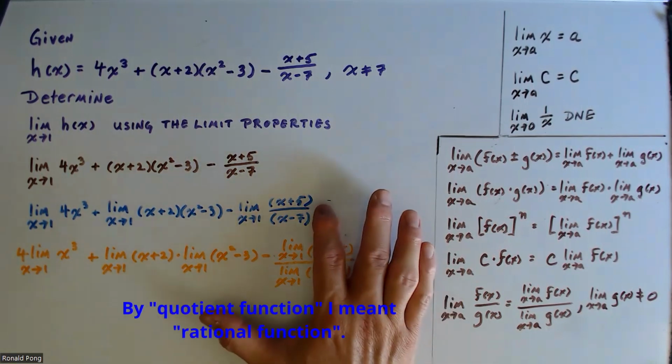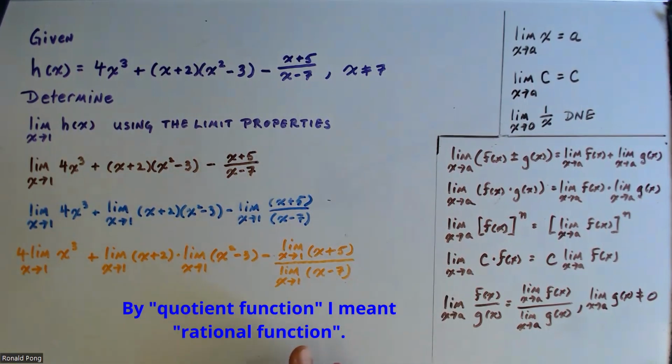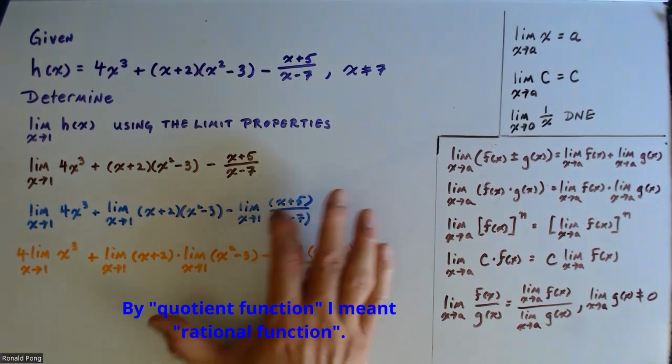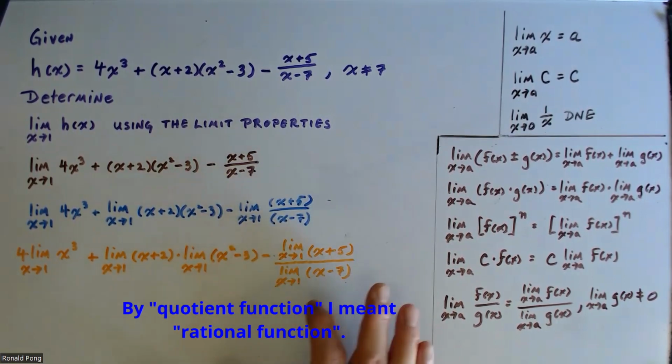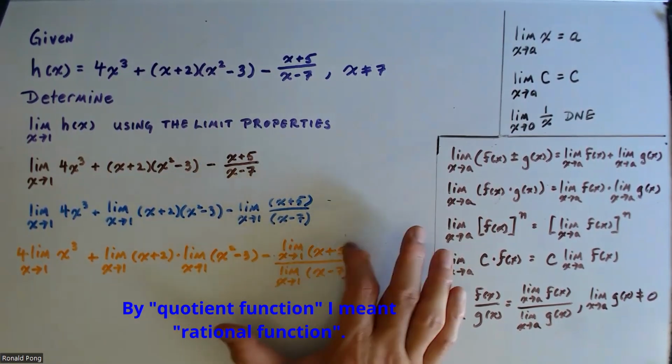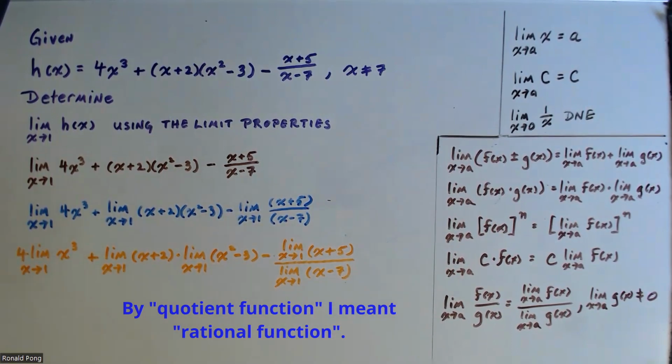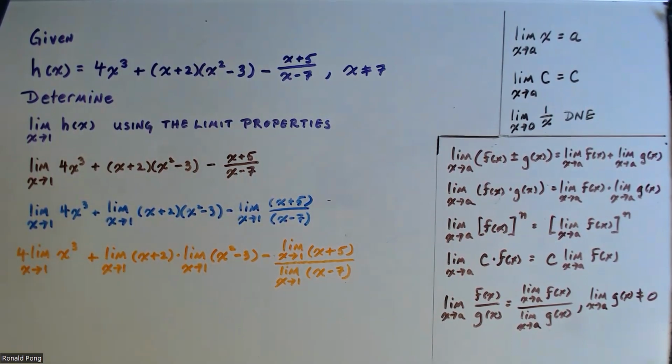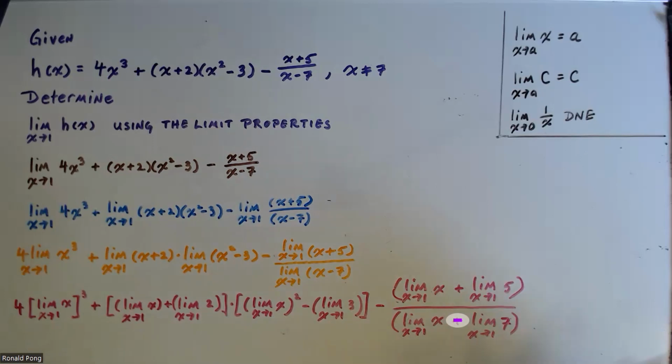Finally, I used the product quotient property, which says that I could take the limit of a quotient function and split the limit into the numerator and the denominator, and that's what I've shown here. In order to do the next step, I had to erase the limit properties written to the right so that I would have enough space.